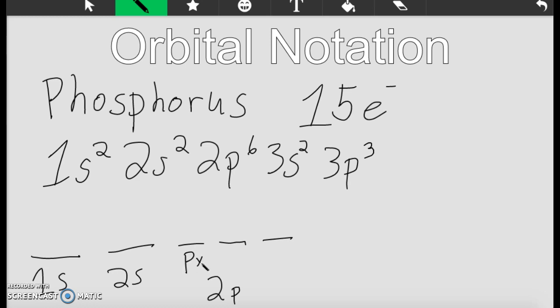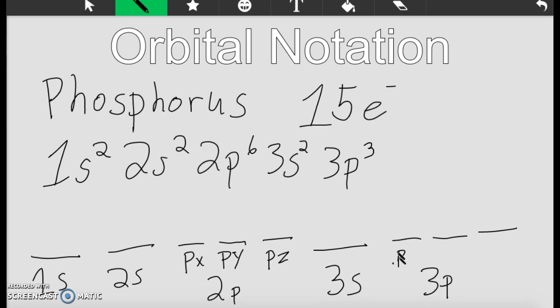Px, Py, whoops, Py, Pz. Then 3s, it's back to an s, so it only gets 1 orbital. And then our 3p. 3p is Px, Py, Pz. Okay, Aufbau says we start at the bottom.